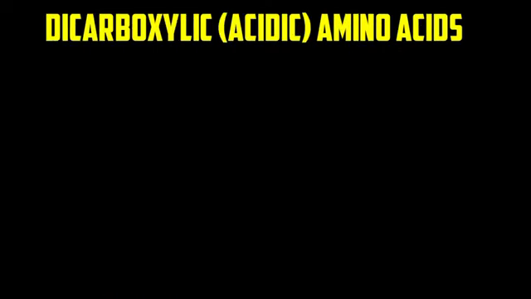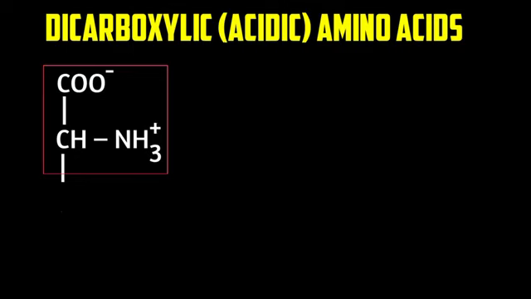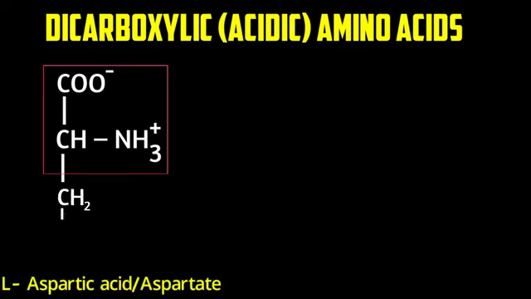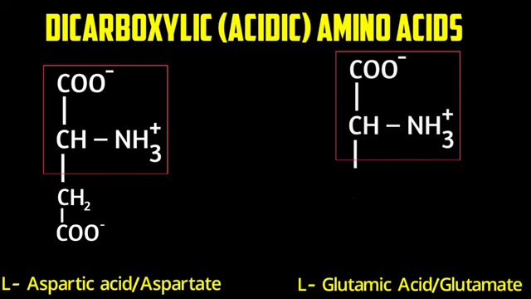Dicarboxylic amino acids. There are 2 members, aspartic acid or aspartate and glutamic acid or glutamate. The first one, aspartic acid, you add a carbon, you add a carboxyl group, and that's aspartic acid. The next one, you draw the general amino formula, you add 2 carbons because it's the second member of the group, you add the COO minus, and that is glutamic acid or glutamate.